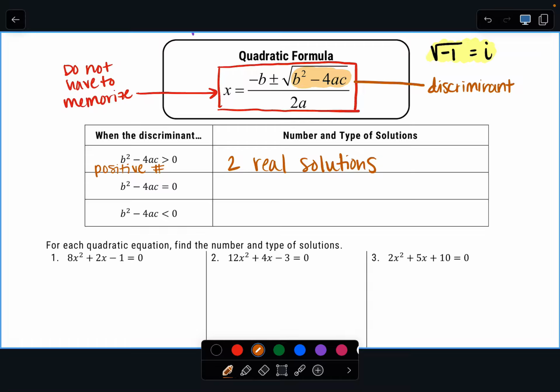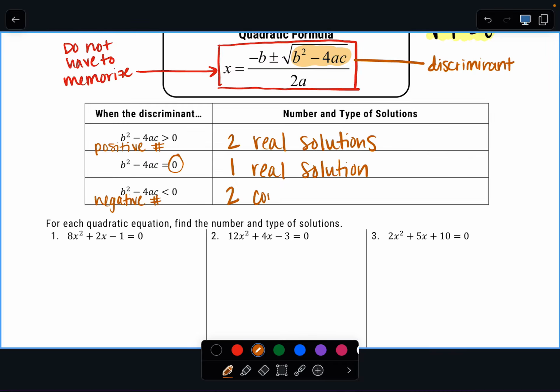If you go in and you get 0, that means you're only going to have 1 real solution. And the reason that happens is normally the square root part is behind a plus or minus, which is why we get 2 answers. But if that number behind the plus or minus is 0, you're not actually adding and subtracting, so you only have 1 answer. And then the last option, if you end up with a negative number, so anything less than 0, that means you're going to have 2, and what we call it is a complex solution.